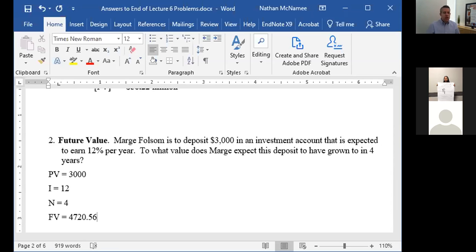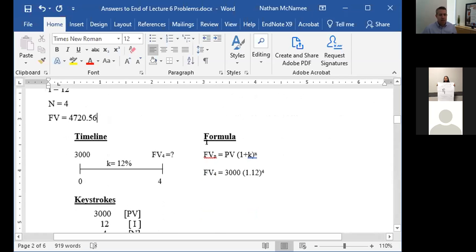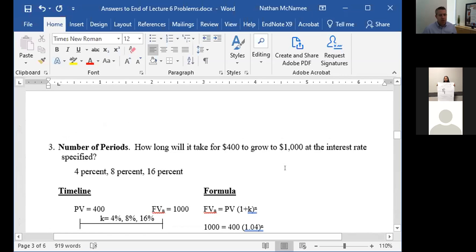Okay. So these are some of the easier ones. These are lump sum problems. We're just taking either a future value and trying to figure out what the present value is, or we're trying to take the present value and figure out what the future value is. But sometimes the problem will give us both the present value and the future value, and we'll need to calculate and figure out what I is or N is. So let's see if we can find one of those.